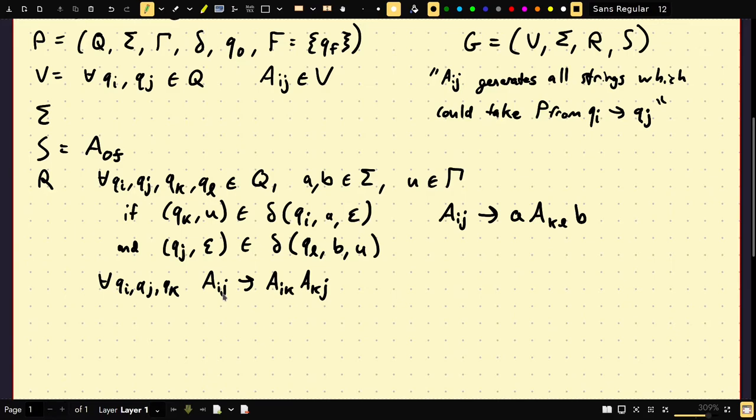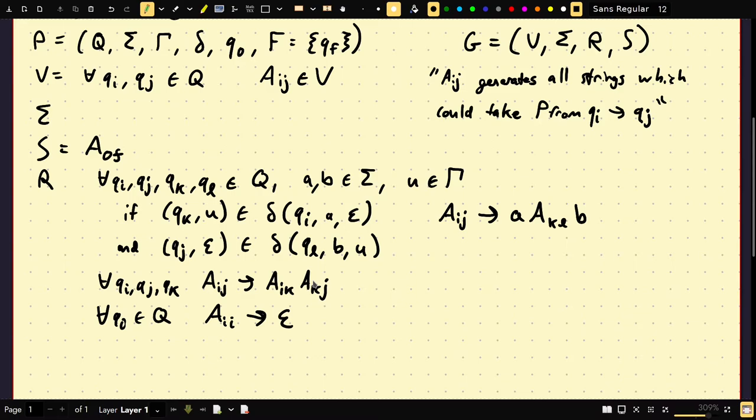It's possible that inside the pushdown automaton, state K is not actually in between I and J, but we have these rules anyway. It turns out it'll work out nicely if that's not true in the structure of the automaton, but we add these for all possible states anyway. And then finally, for all QI in Q, we add the rule AII goes to epsilon. So these are the only rules in our grammar.